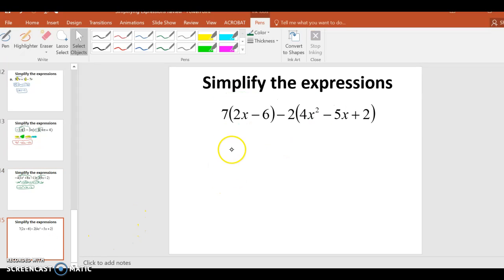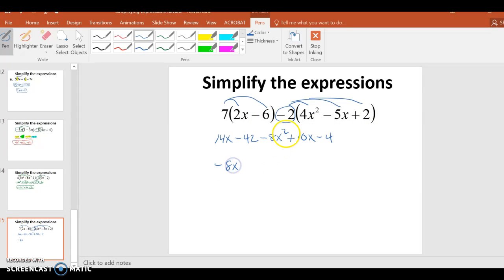Okay, so again, let's make sure we try this last example and check your answer. So first, I distribute the 7 to get 14x. And then 7 times negative 6 is minus 42. And when I distribute this negative 2, negative 2 times 4x squared is minus 8x squared. Negative 2 times negative 5x is plus 10x. And then negative 2 times 2 is minus 4.